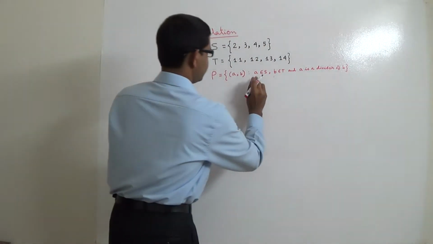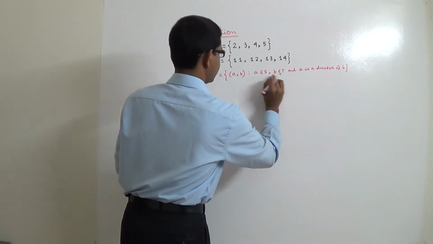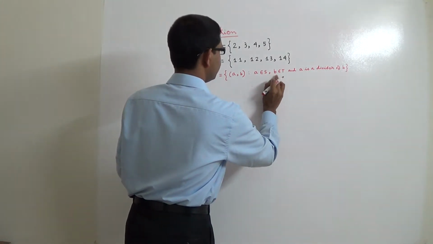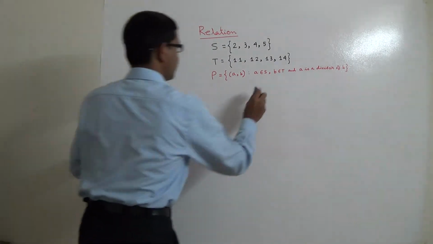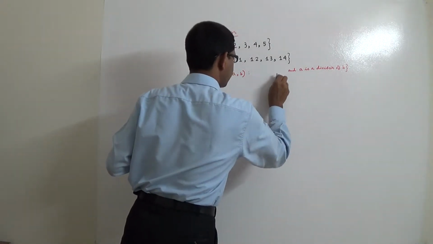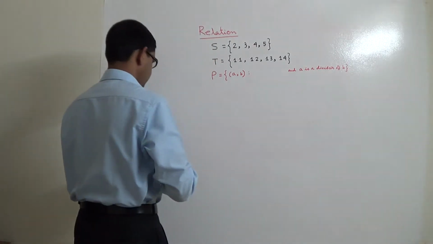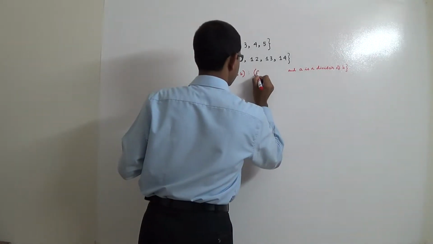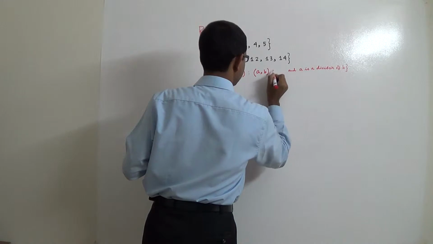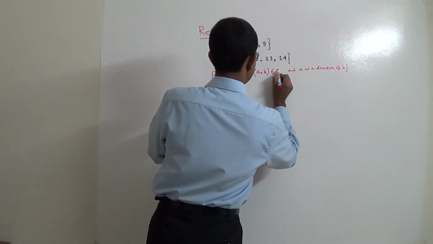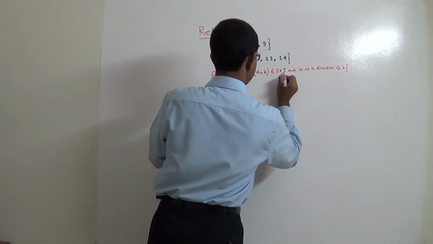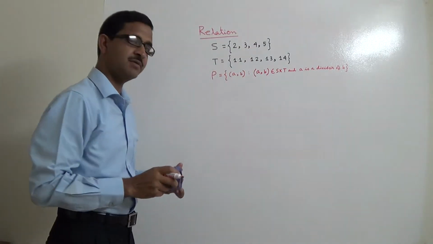Now these two conditions we can club together, and we can write A comma B belongs to S cross T and A is a divisor of B.